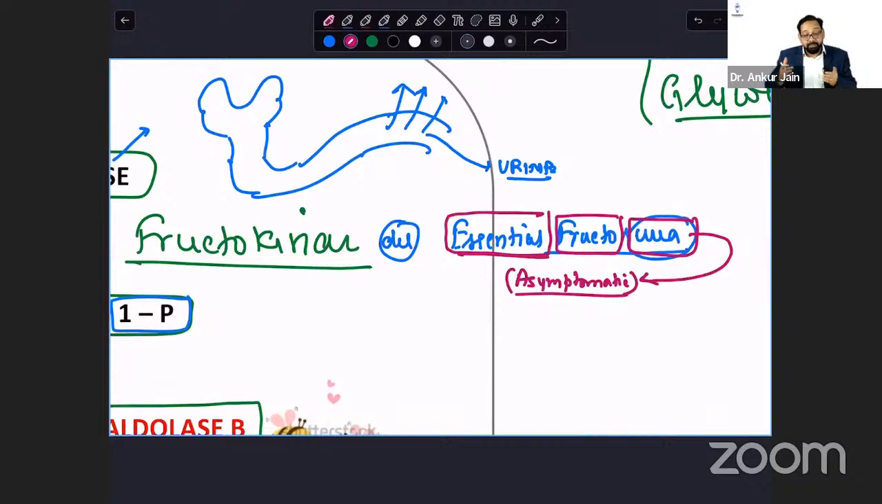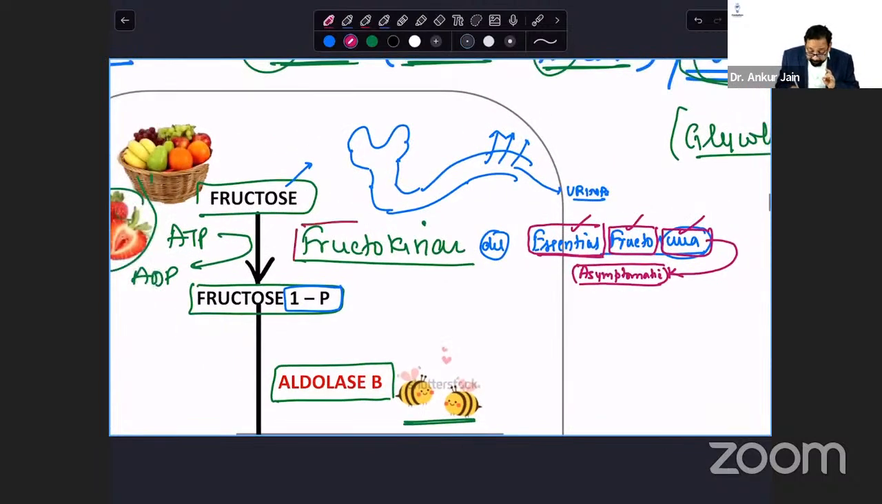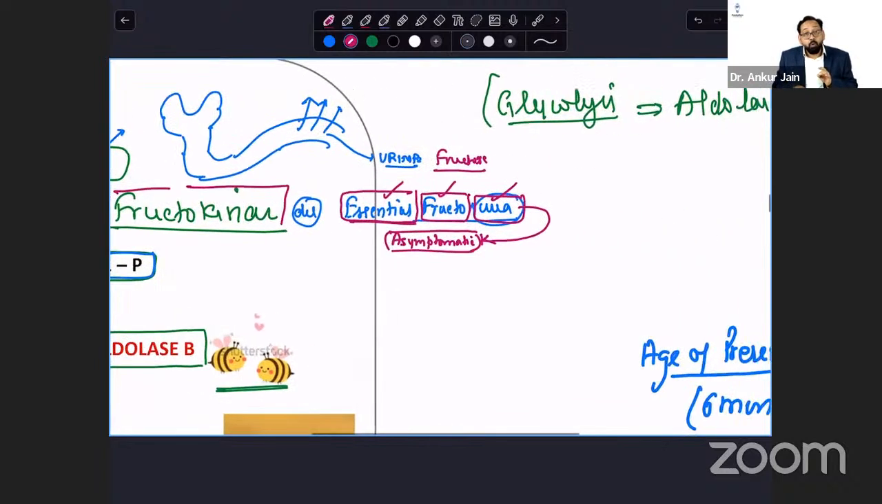It is essential that fructose should be excreted in urine to keep the patient asymptomatic. Now you can relate very easily why it is called essential. Got the point? So this patient is asymptomatic, but fructose is coming in urine. Fructose is a monosaccharide, and all monosaccharides are reducing sugars. So all monosaccharides give a positive Benedict test. So this will also give a positive Benedict test.